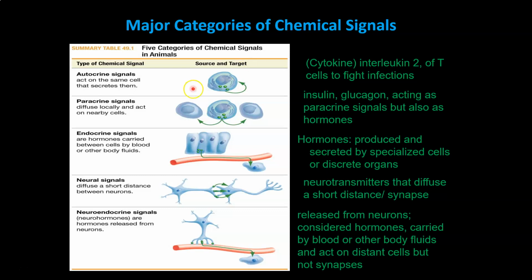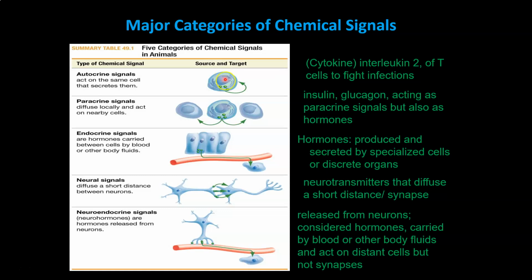So look at the diagram, right? It is produced by this particular cell, right? And the impact of that produced chemical is on the source itself. So the source of production and the target of that particular chemical is the same cell or the same organ, right?